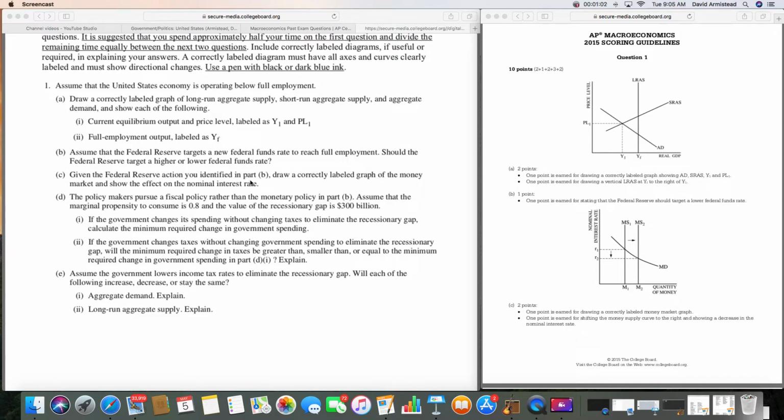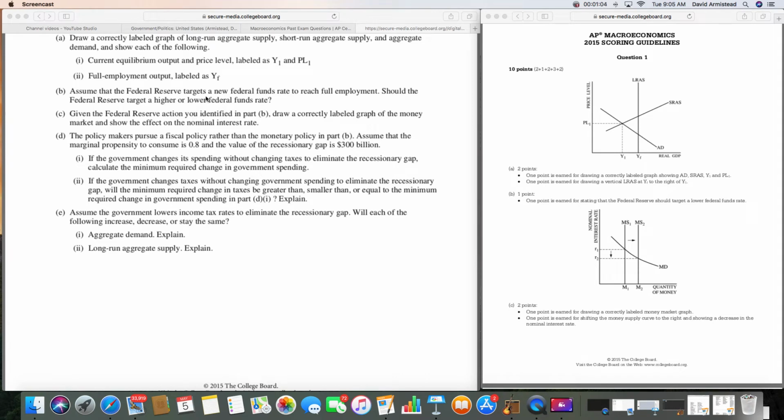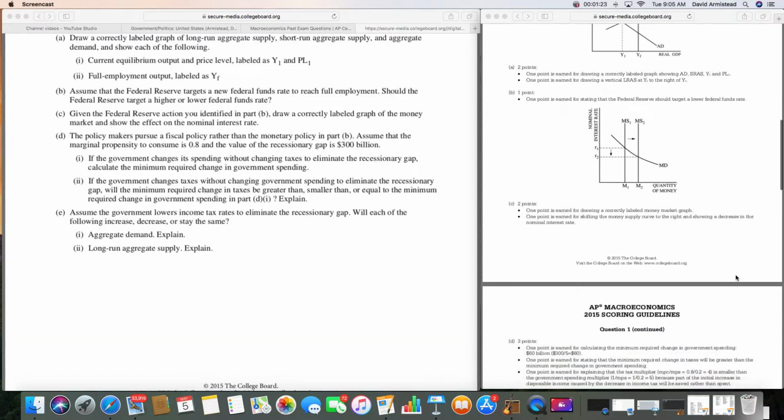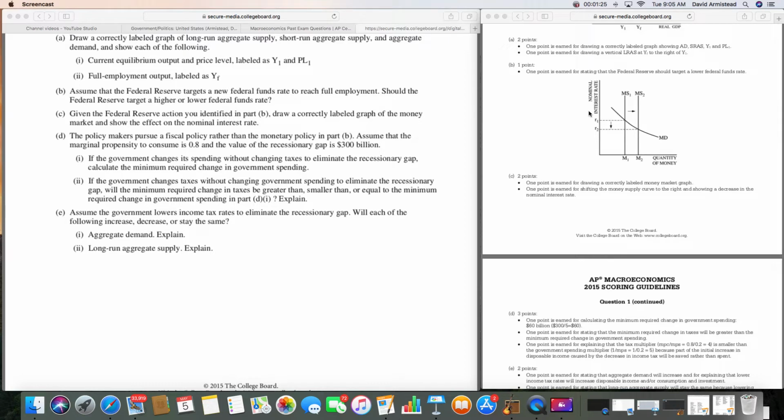All right. It says, assume the Federal Reserve targets a new federal funds rate to reach full employment. Should the Federal Reserve target a higher or lower federal funds rate? If you're in a recession, whatever the interest rate is they mention, you want a lower interest rate. Remember, I told you guys, consider the federal funds rate the nominal interest rate on that money market graph. So the Fed wants to target a lower federal funds rate. Anytime there's a recession, they want a lower federal funds rate. Anytime there's an inflationary gap, they would want a higher federal funds rate.